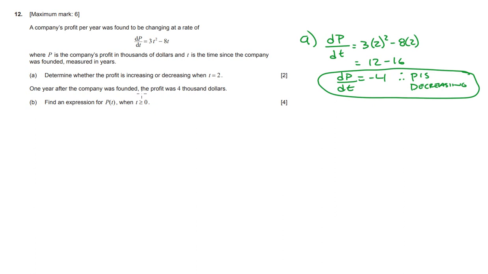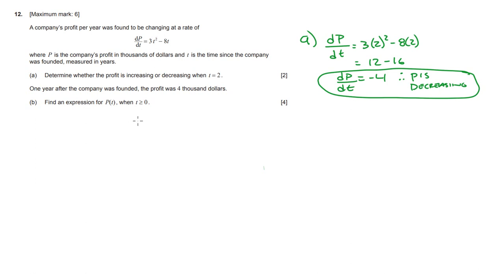1 year after the company was founded, the profit was $4,000. Find an expression for P(t), where t has to be greater than or equal to 0 because time can't be negative. What we have to do for this is antiderivatives, which is something else that we did not get to in our class, but I will show you how that works anyway. We're used to doing derivatives. For a derivative, you take the power, multiply by the number in front, and subtract 1 from the power. So an antiderivative is doing the exact opposite.